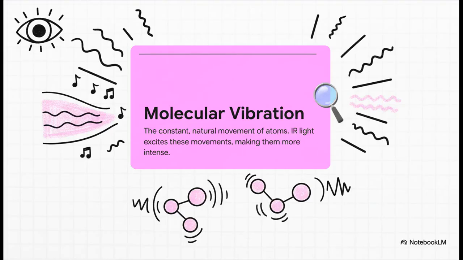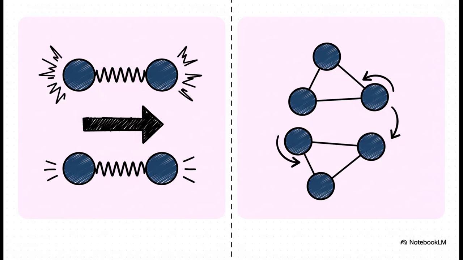So the thing is, molecules are never perfectly still. Their atoms are always jiggling around, constantly moving. We call this molecular vibration. Now, what infrared light does is it's like a song with the perfect beat. It hits that molecule and makes its natural jiggling, its natural vibration, way more intense. So intense that we can actually detect it.